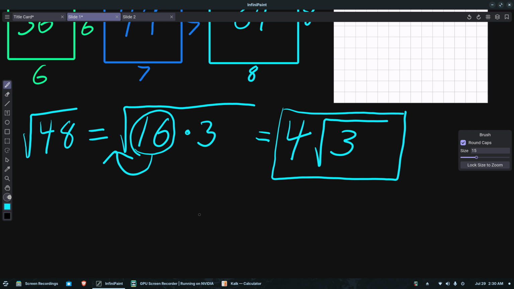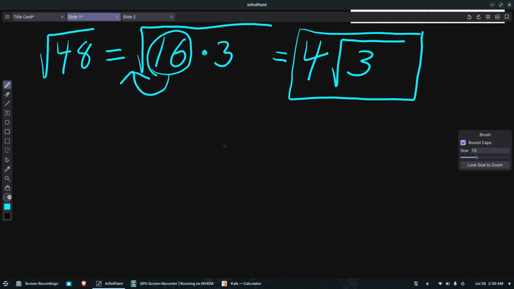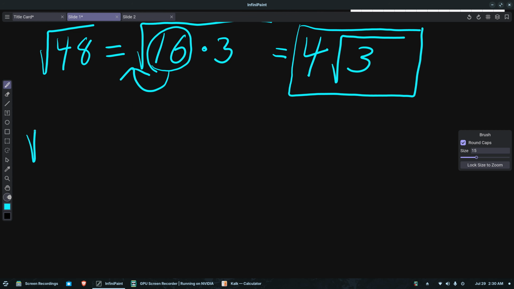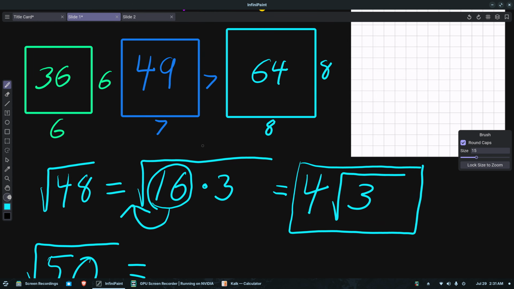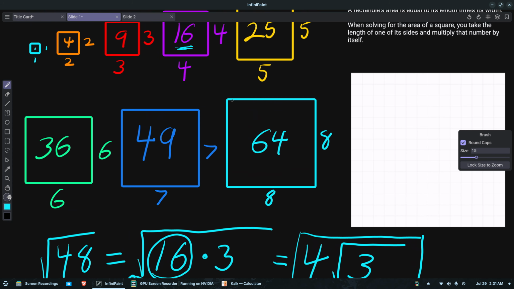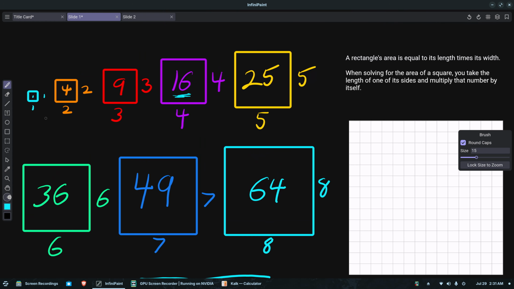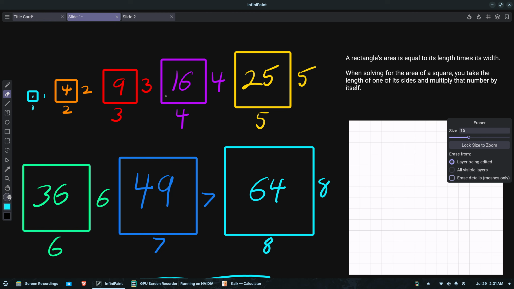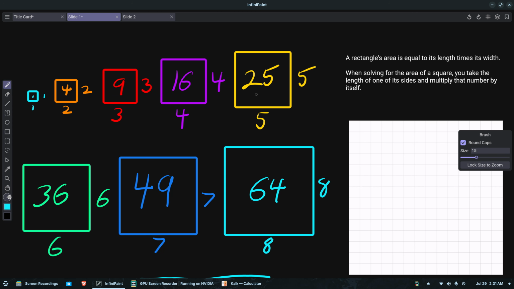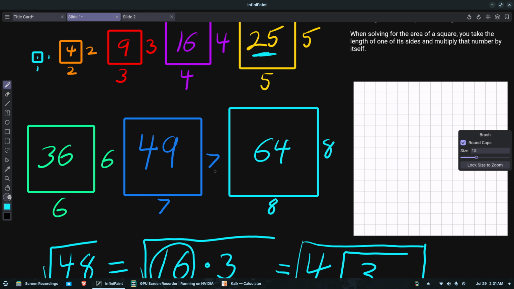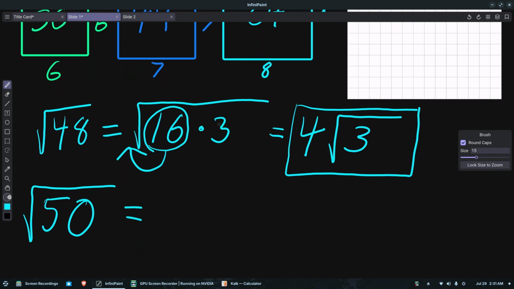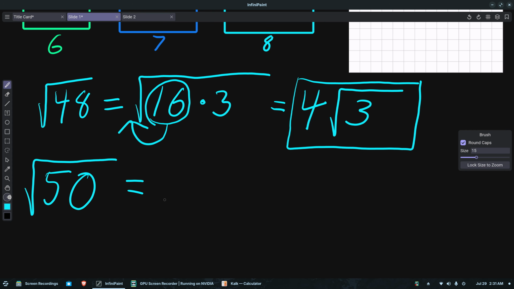Let's try another example. Let's say we had to get the square root of 50. How would we do this? Well, we would go through a similar process. We would ask ourselves, what is the largest possible perfect square that we could take out as a factor? And in that case, it would actually be 25 because 25 times 2 equals 50. So we factor out 25.